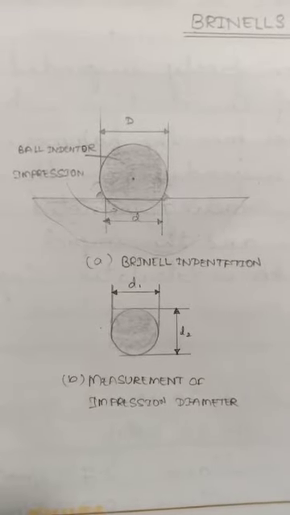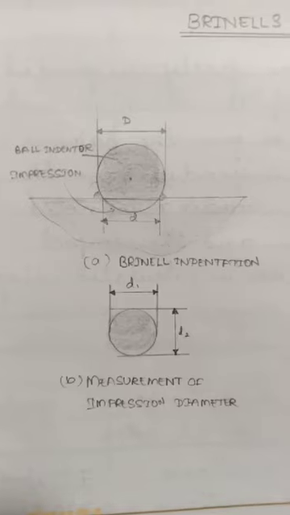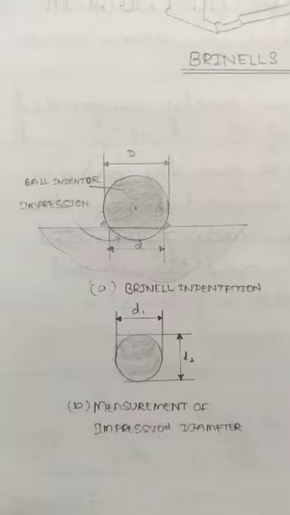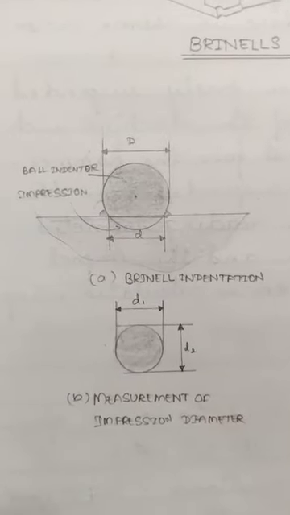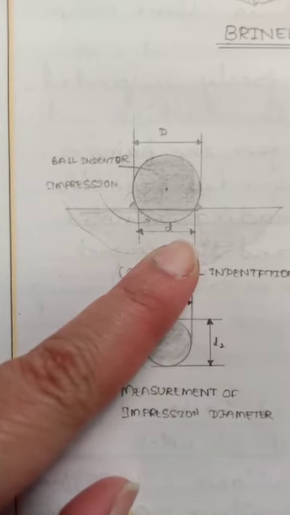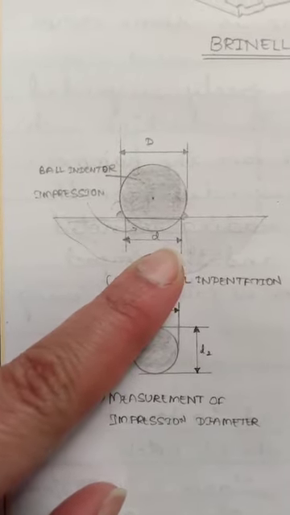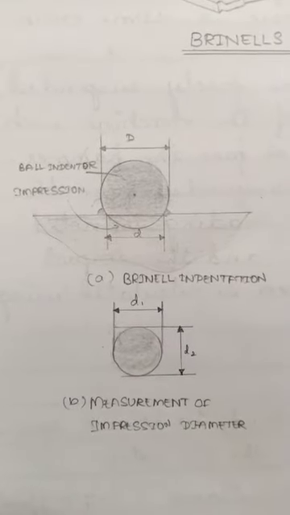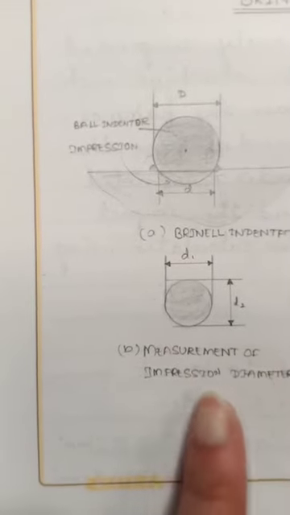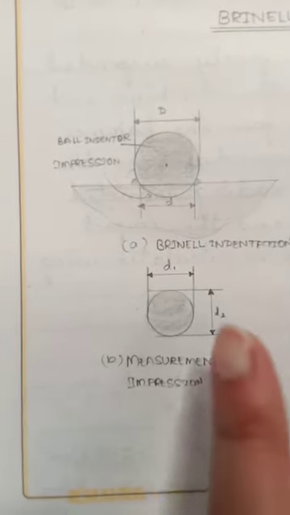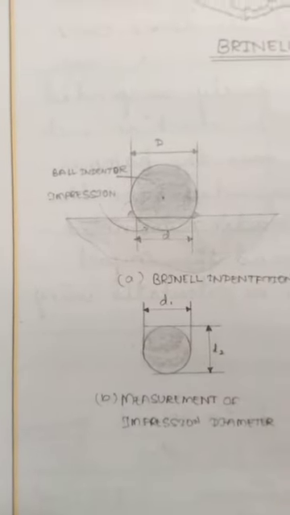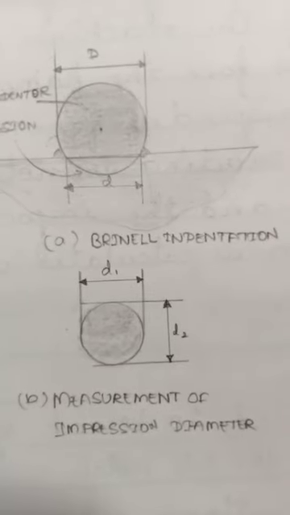Here this type of ball indenter we have to use. This is the ball indenter diameter, which is mentioned in terms of capital D. Then the impression formed, that diameter we have considered. This is the average impression diameter of the indenter in mm. The measurement of the impression diameter is done in this way. This is the D1 value, and here we have considered the D2 value.